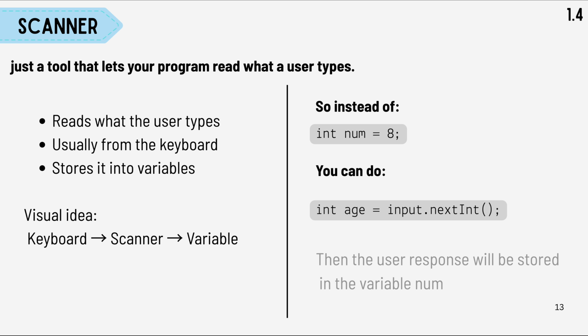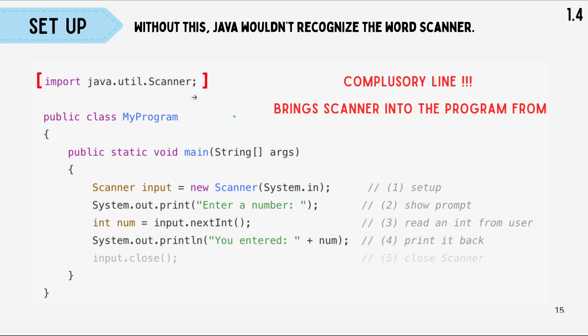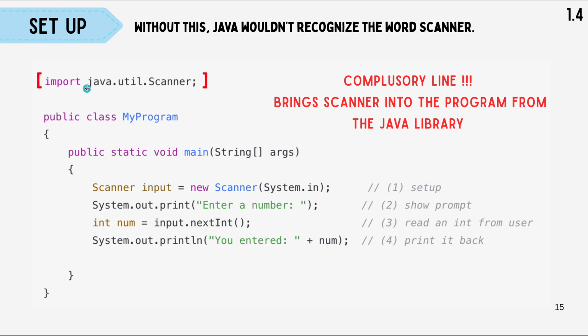Next is Scanner. This is a new topic for the 2025 year, 2026, 2025. It's just a tool that lets you read what the user is typing. So how this works is from the keyboard to the Scanner to the variable. So this is the setup. First of all, there is a very important line. You need to import java.util.Scanner. Otherwise, you can just do java.util.* , the star symbol, that is shift 8. And this is used to bring the Scanner class from the library into the program itself.